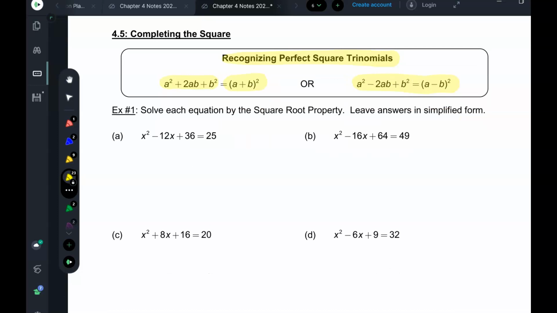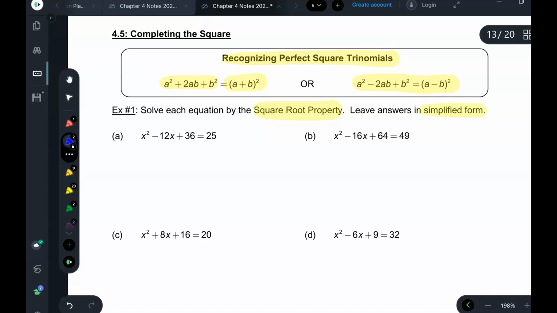All right, let's take a look. These are all written already in perfect square trinomial form. Well, we're going to solve this differently. We're going to solve it by the square root property, and we're going to leave it in simplified form. So we don't subtract 25. Okay, we're not going to do this by factoring. We're going to do this by completing the square.